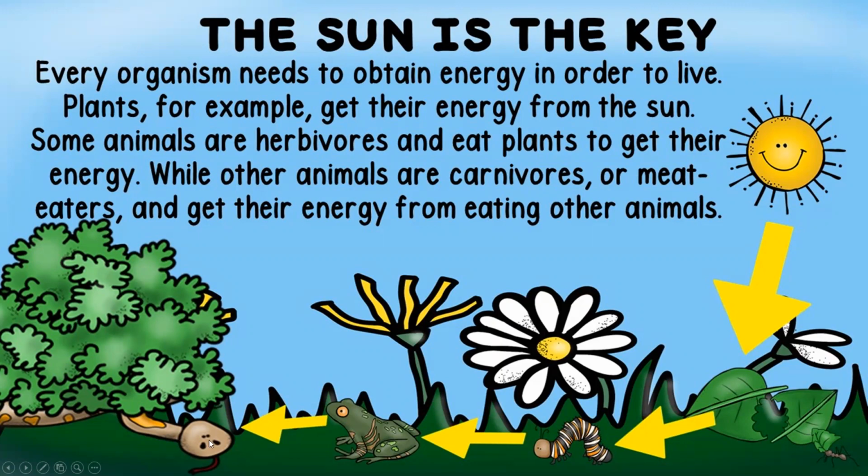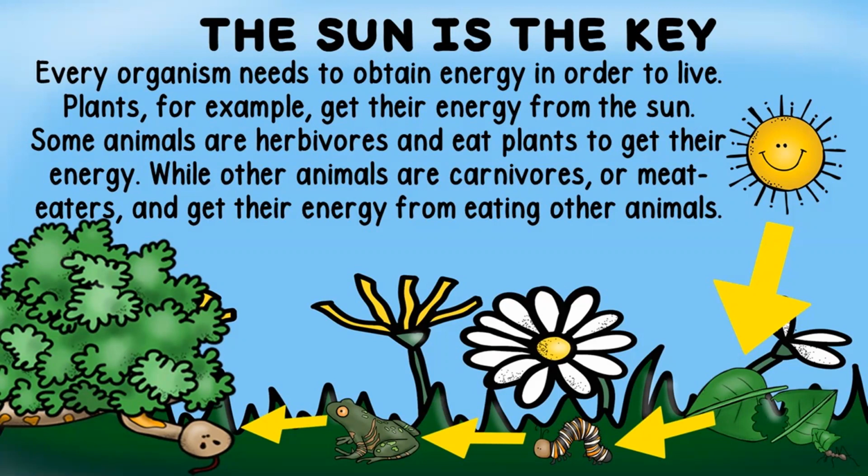So even though the snake is getting his energy from eating the frog, and the frog is getting his energy from eating the caterpillar, and the caterpillar is getting his energy from eating the leaf, it all got its energy from the sun. So you can kind of see how the sunshine ultimately affects the snake, even though the snake is not getting its energy directly from the sun. It's getting its energy from the sun indirectly, right?